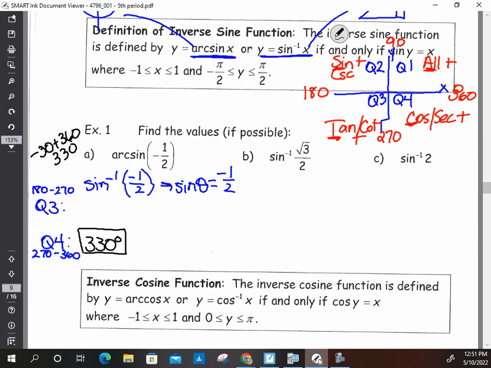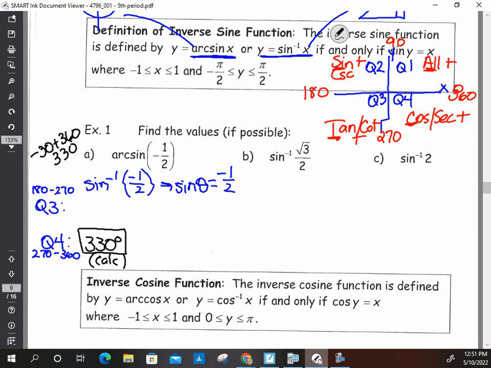Since we got that one from the calculator, we literally just put calc. Again, the calculator is going to give us one of them. Now we need to get the second answer.